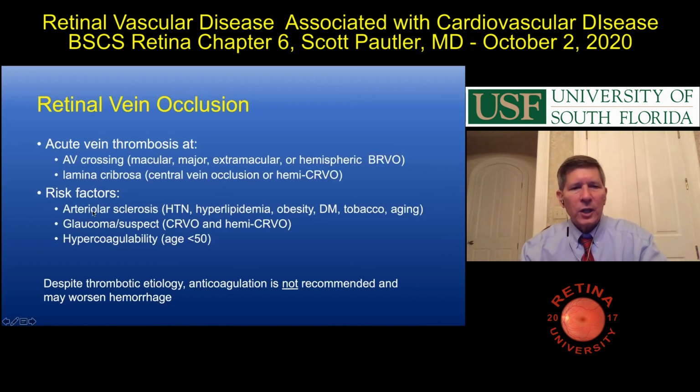Risk factors: arterial sclerosis, of course, due to the AV crossing changes, glaucoma in patients with vein occlusion or hemicentral. And then if you have a young patient who has a vein occlusion, you have to think about hypercoagulability, and we'll talk more about that later. It's worth mentioning that despite the fact that vein occlusions are felt to be thrombotic in etiology, anticoagulation generally is not recommended because it may worsen the hemorrhage and result in some permanent macular damage.